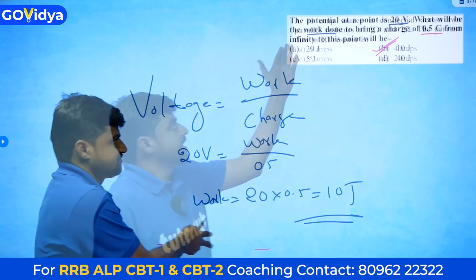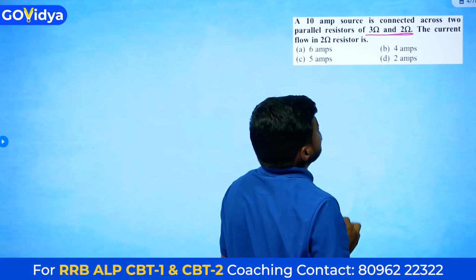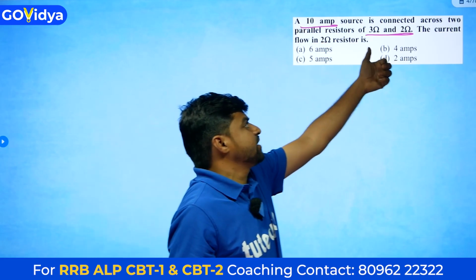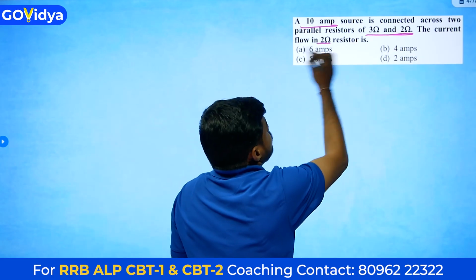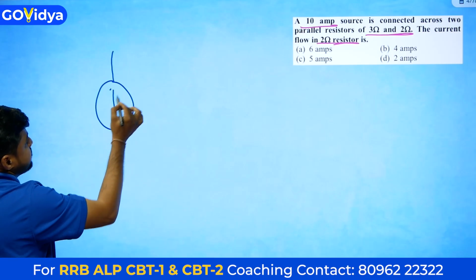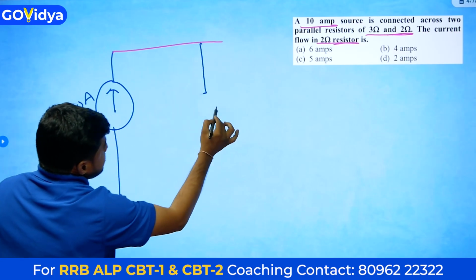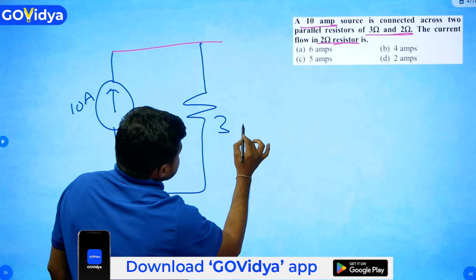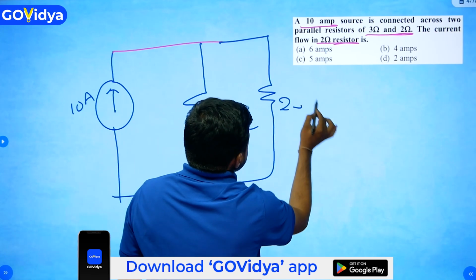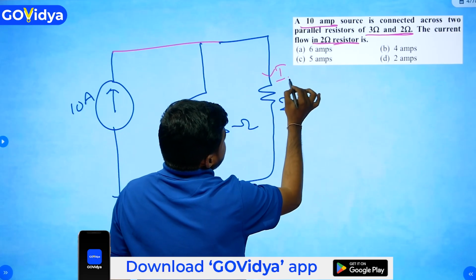Okay, next question: a 10 ampere source is connected across parallel resistors of 3 ohm and 2 ohm. This is a 10 ampere current source connected across the parallel resistors of 3 ohms and 2 ohms. We have to find the current flowing through the 2 ohm resistor.